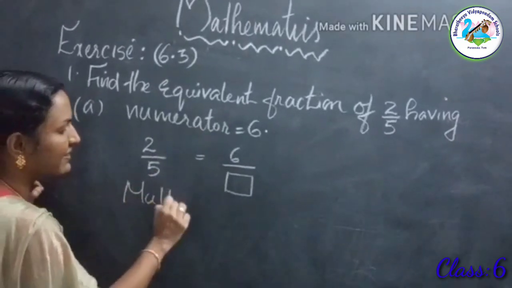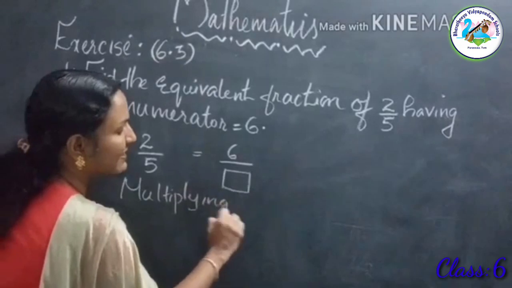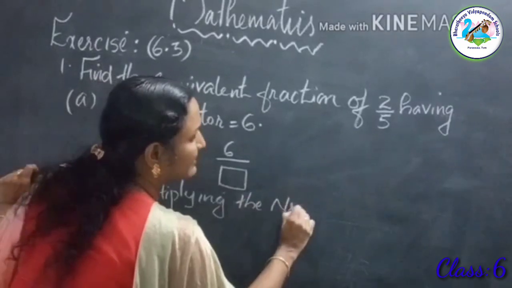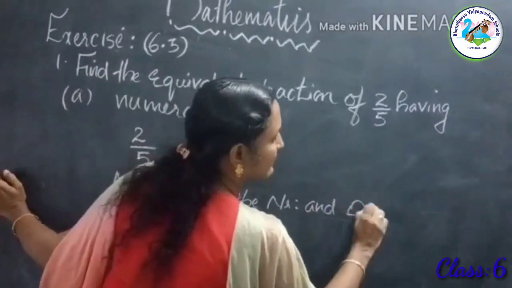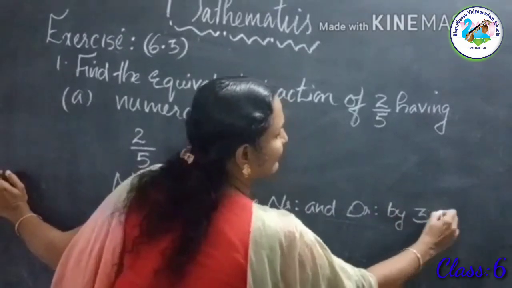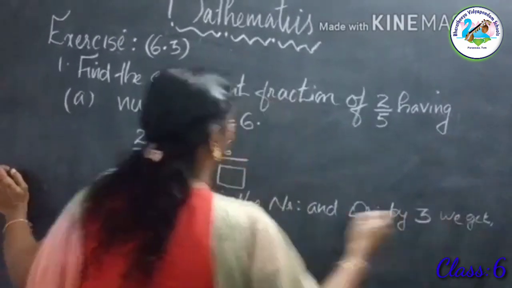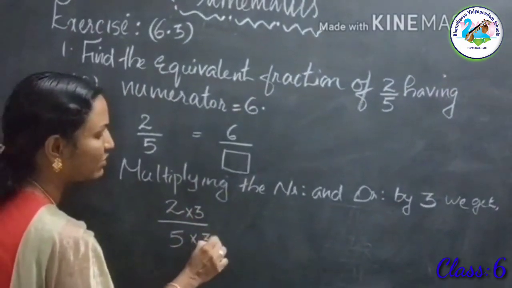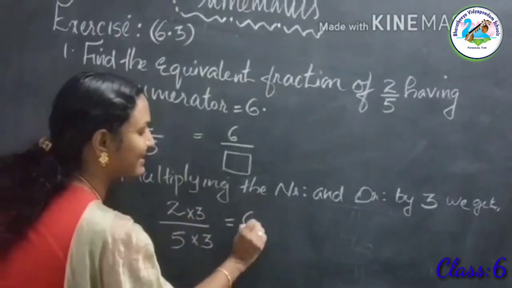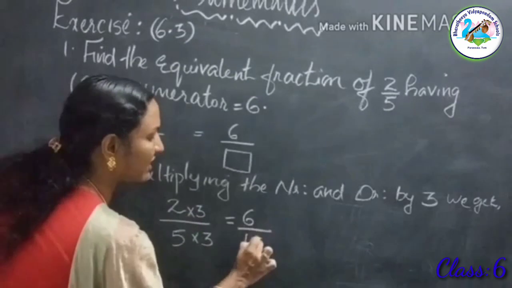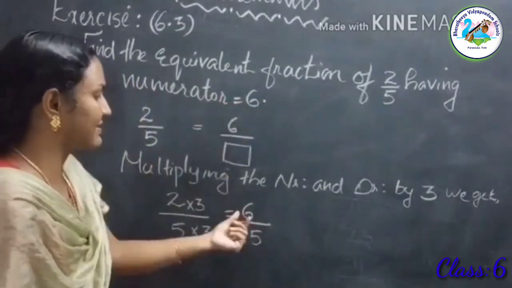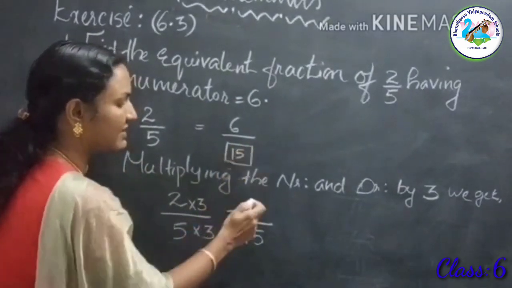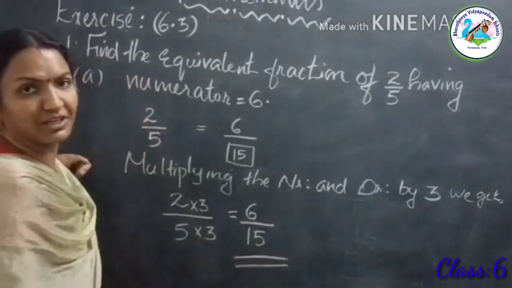Multiplying the numerator and denominator by 3, we get 2 into 3, 5 into 3. 2 into 3 is 6, 5 into 3 is 15. So our numerator is 6 and the denominator is 15. So the required answer is 6 by 15.